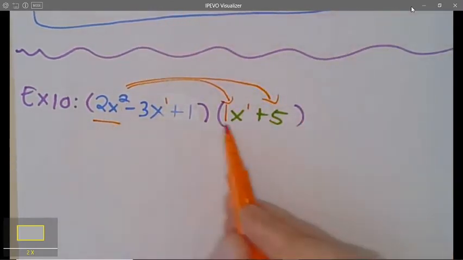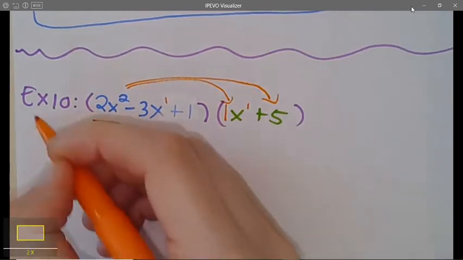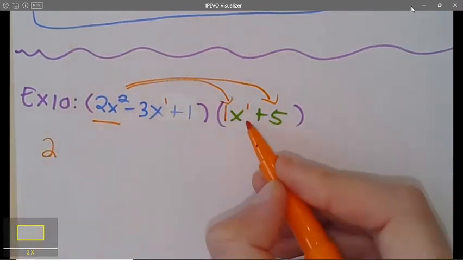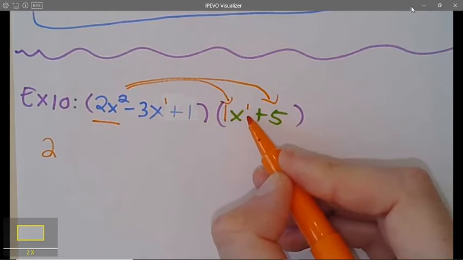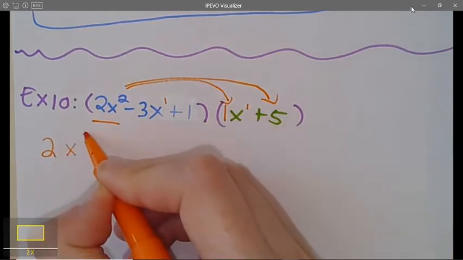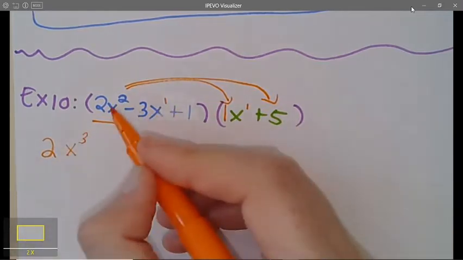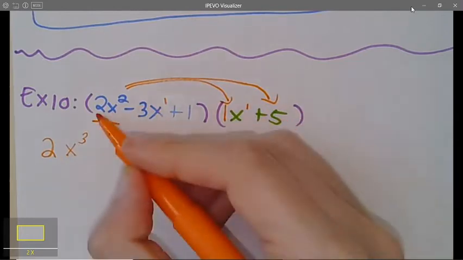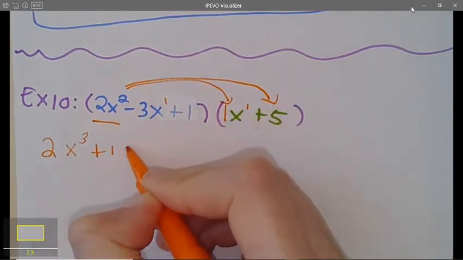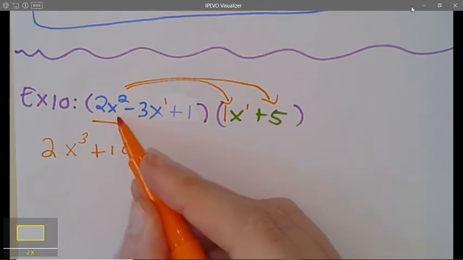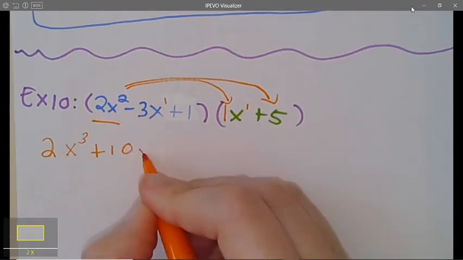So 2x squared times x, well, 2 times 1 is 2. x squared times x, well, 2 plus 1 is 3, so it'd be 2x to the third. Then 2x squared times 5, well, 2 times 5 is 10. I don't have anything to combine my x squared to, so I'm going to leave it as x squared.